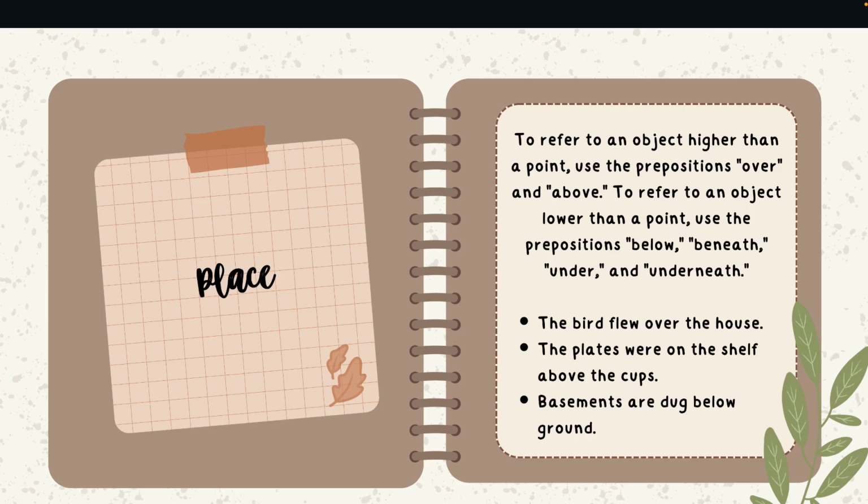Another use case would be if we are referring to an object higher than a point, use the prepositions over and above. To refer to an object lower than a point, we use the prepositions below, beneath, under, and underneath. So, for example, the bird flew over the house. We have here, the plates were on the shelf above the cups. Basements are dug below ground.